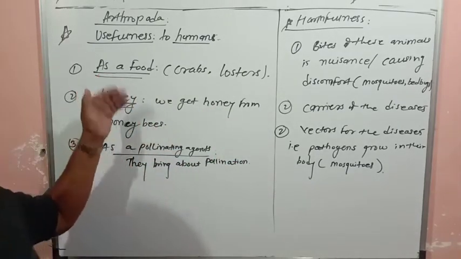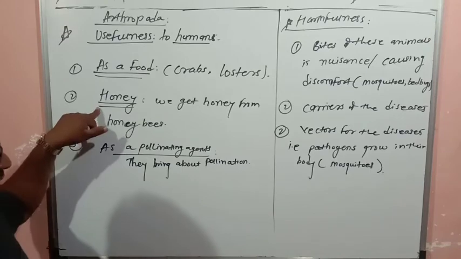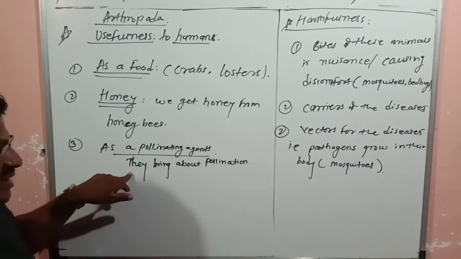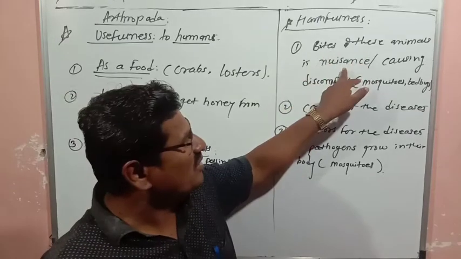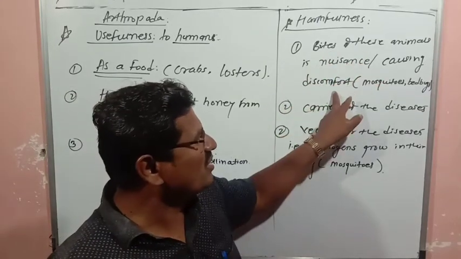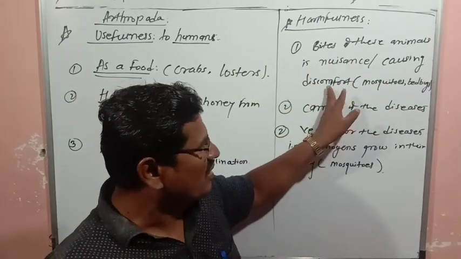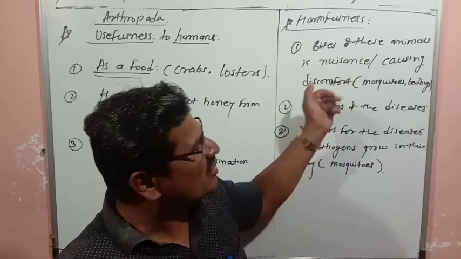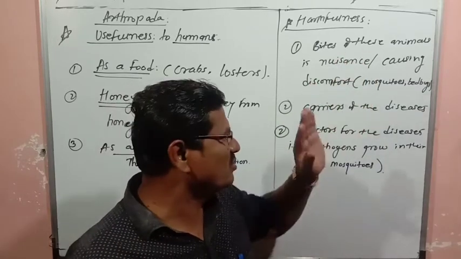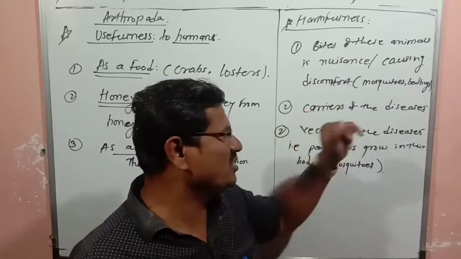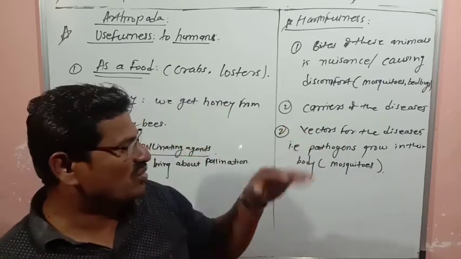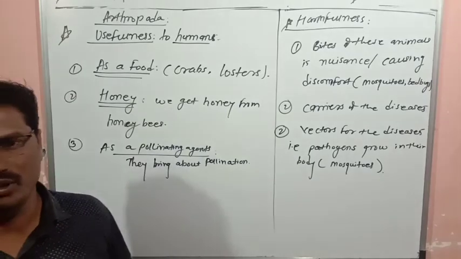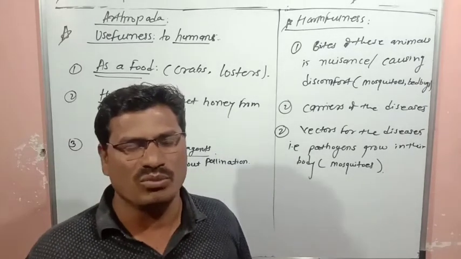Usefulness: as food, for honey, as pollinating agents. Harmful: the bites of these animals cause nuisance or discomfort, and mosquitoes are carriers of diseases, vectors, where pathogens are growing in their body.